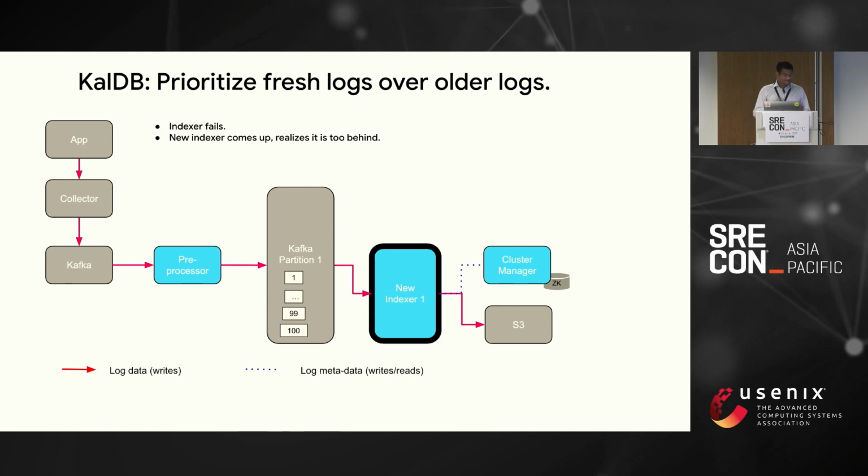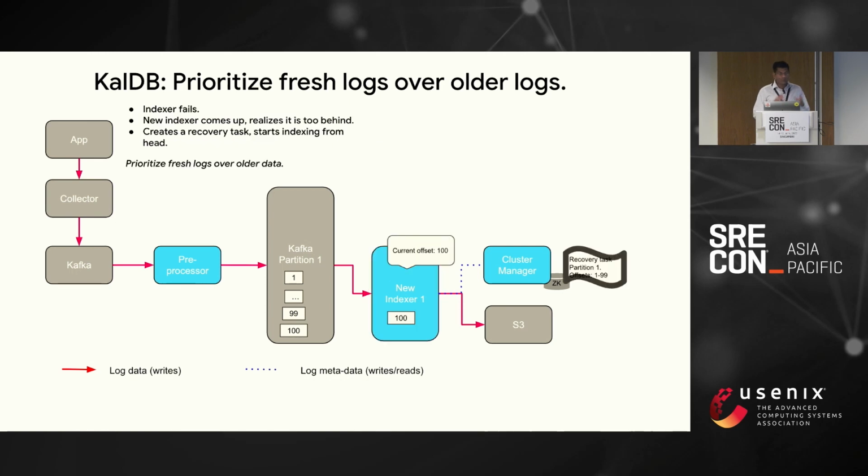Now, a new indexer comes up because we're running on Kubernetes. Kubernetes brings up a new indexer. And by the time the new indexer comes up, there are now 100 messages in the Kafka cluster. For the new indexer, it's backed up. It cannot catch up. So what is it going to do? Step one, it realizes it's behind. Then it creates what is called a recovery task. What does the recovery task do? The new indexer says, hey, I'm going to index from offset 100, and it's somebody else's job, not mine, to index messages 1 through 99.